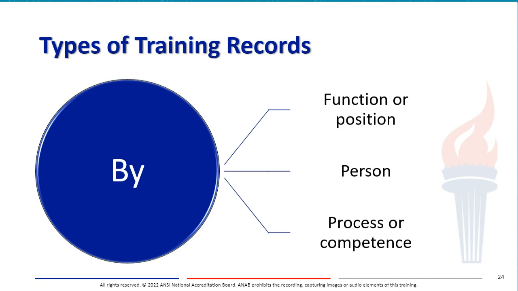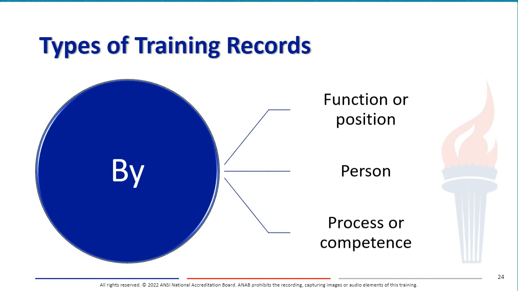Whether paper or electronic, training records may be organized by function or position, or by person, or by the process or the competence needed. For the last one, think about group training. Everyone signs one training form. That training record is by process or competence. How will it then be used for the individual or function or position?